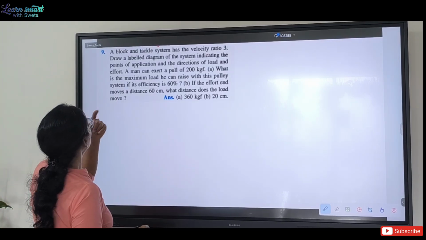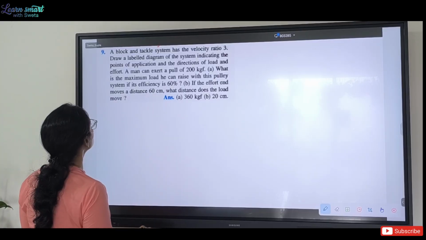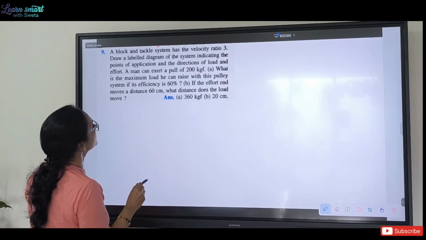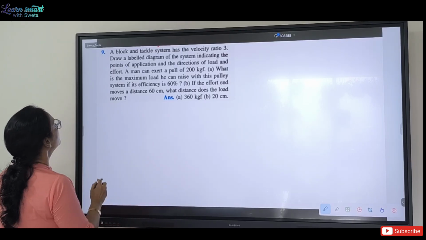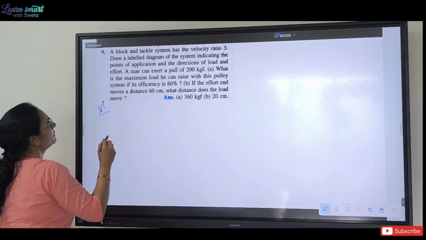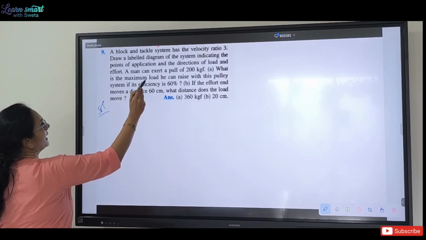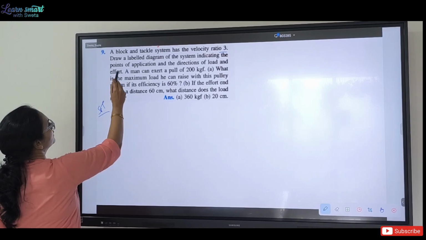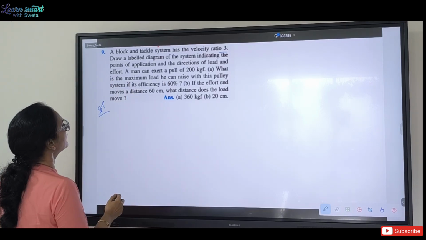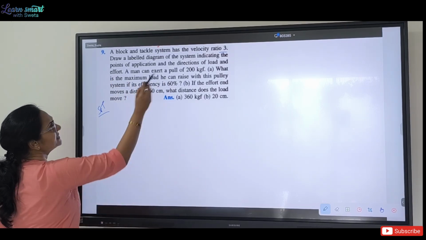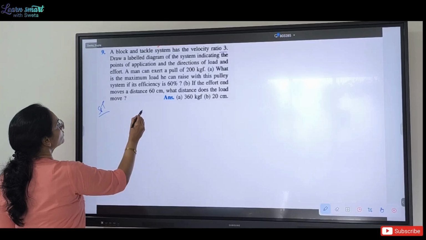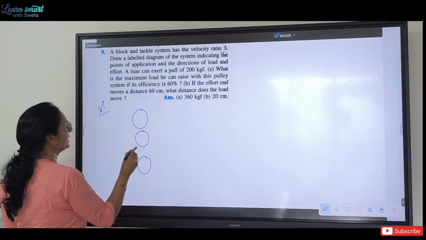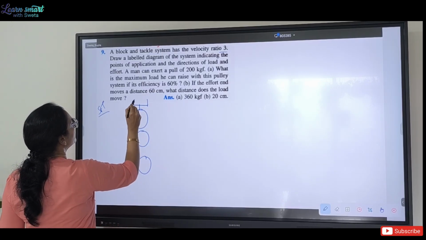Question number 9 is, a block and tackle system has the velocity ratio 3. Draw a labeled diagram of the system indicating the points of application and the directions of load and effort. So it is a similar question to what we did, but let's solve. It has velocity ratio 3 and they are telling us to draw a labeled diagram of the system indicating the points of application, and since the velocity ratio is 3, there will be 3 pulleys. Block and tackle system we are taking. There will be 3 pulleys.